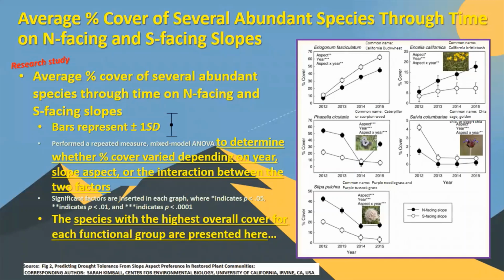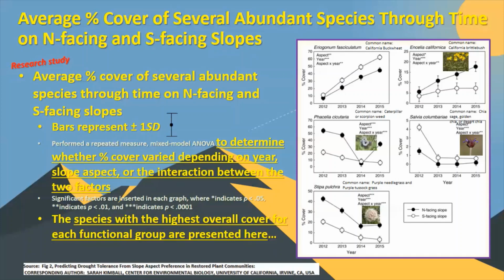Now here's a study that looked at several abundant species in California on north and south facing slopes, and they looked at the average percent cover of several of these species. The bars, like this, you'll see on the diagram represent one standard deviation. If you don't know what that is in statistics, it's just a way of looking at the distribution of data. So you can see that some of these bars are so tight you can't see them because of the large dot. That means the data they collected is really concentrated.